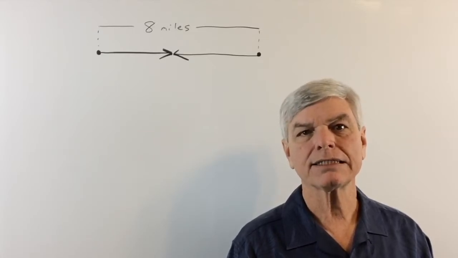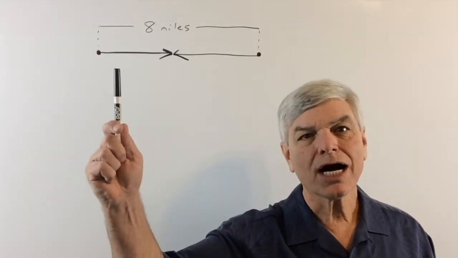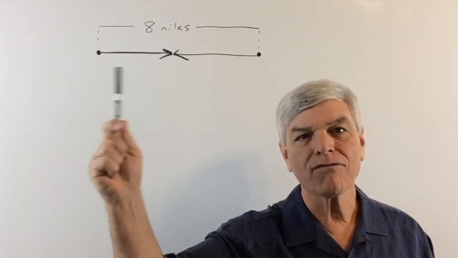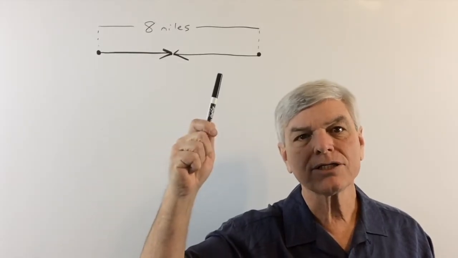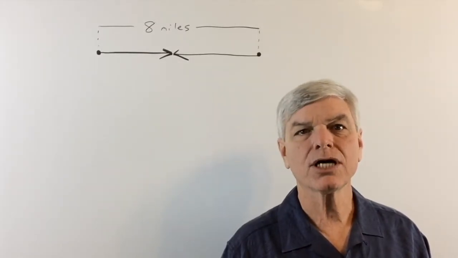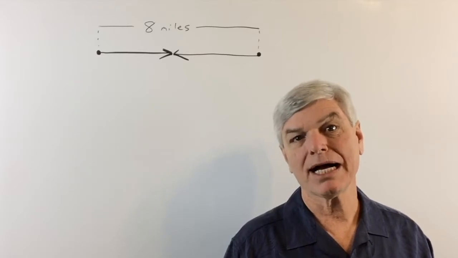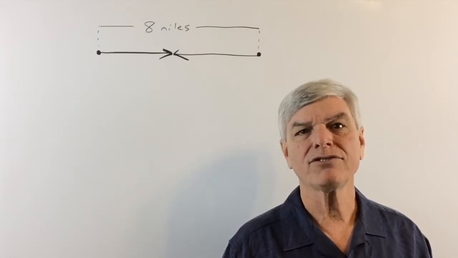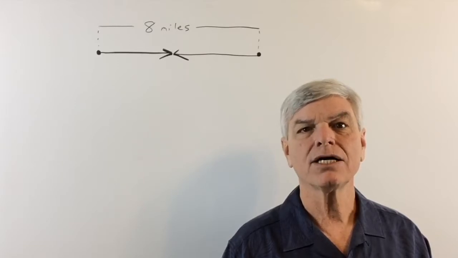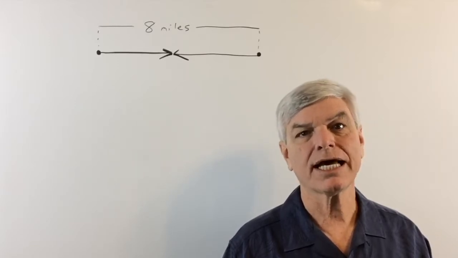Like we discussed. Jogger number 1, we don't know how far he's jogged. We know it's less than 8 miles. And jogger 2, we don't know how far he's jogged, and we know it's less than 8 miles. The only thing we know is that together they have jogged 8 miles. That is, the total distance is 8 miles.